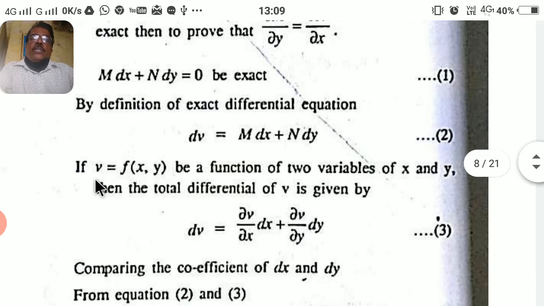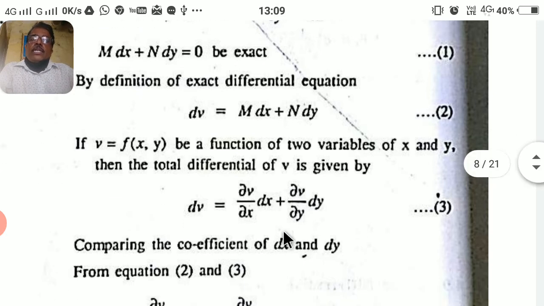Now if v is equal to f of x, y, a function of two variables x and y, then dv by the total differential is dou v by dou x dx plus dou v by dou y dy. Now comparing equation 2 and equation 3, here we have dv and dx and dy. Only in place of M we have dou v by dou x and in place of N we have dou v by dou y.